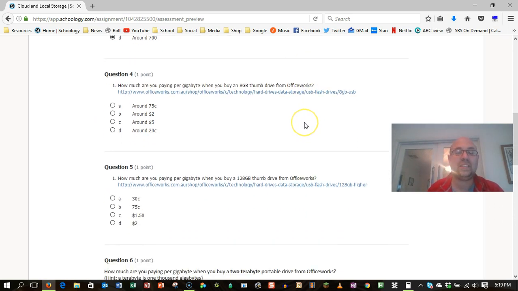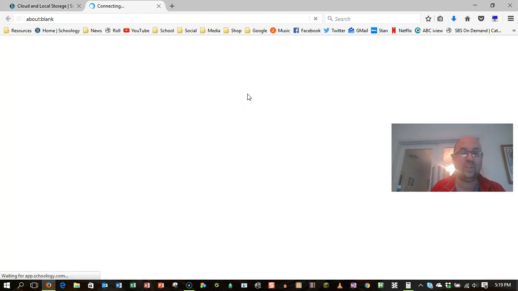The next type of questions is basically how much are we paying per gigabyte when we buy storage in a particular way. So first up, the formula to use is how much are we paying? So let's say we're paying $8 and we're getting 8 gigs of storage space. So we're paying 8 for 8, so we're paying $1 each.